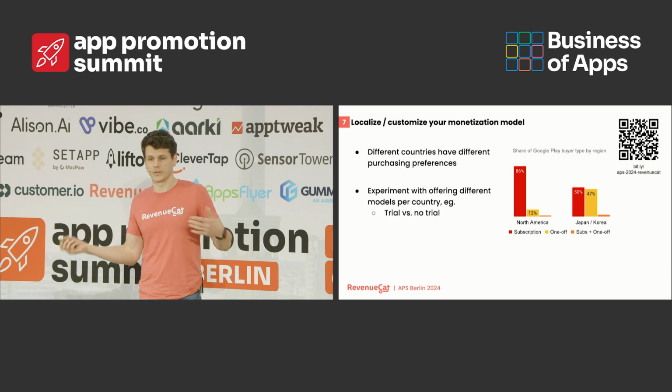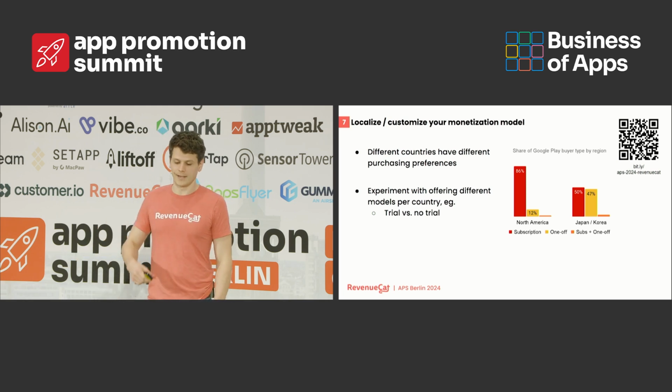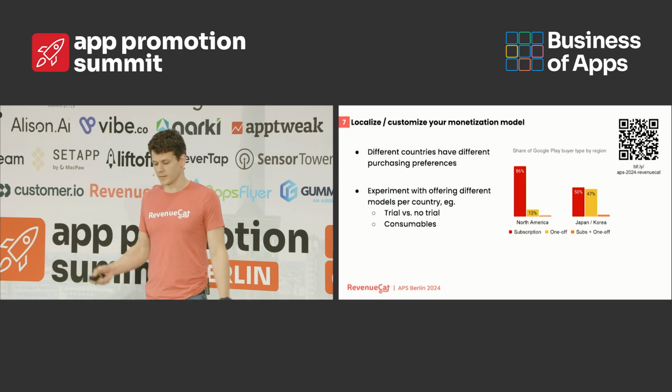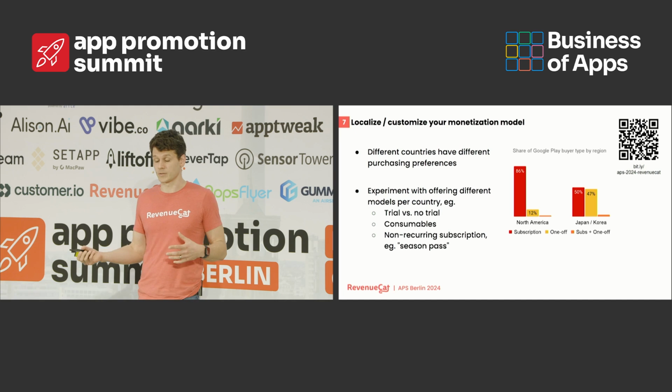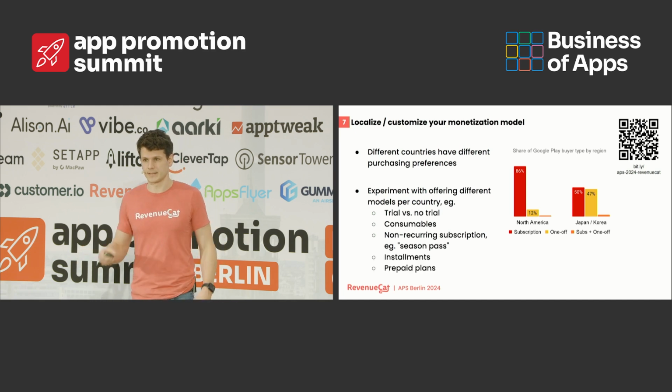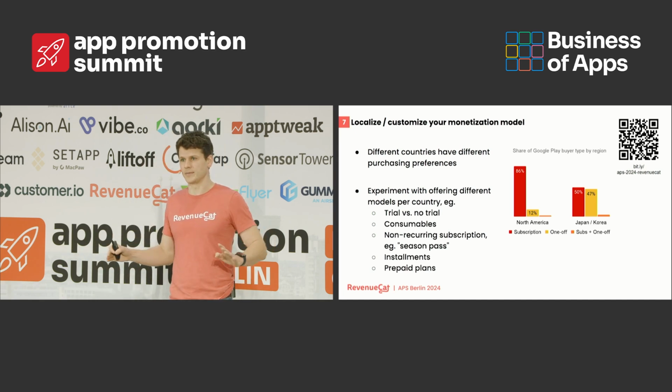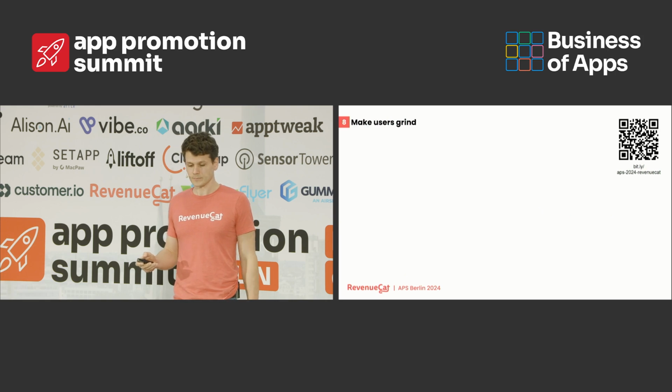For example, trial versus non-trial. Again, some countries have a higher preference for trials versus not. Consumables, I already mentioned this. Non-recurring subscriptions like season passes, installments or prepaid. These are things, especially on the Google side, where Google has just broadened the ability to offer different things.